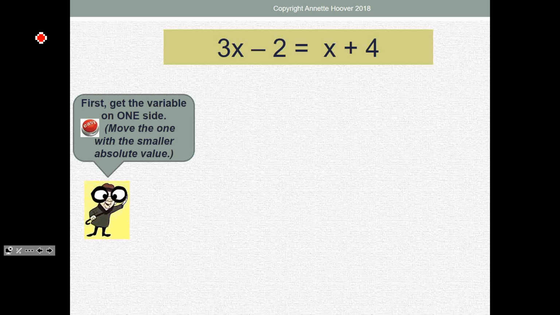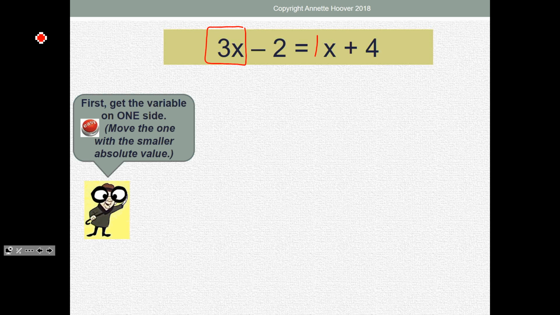Okay, another example here, we have 3x minus 2 on the left side, x plus 4 on the right side. Notice we have a variable on both sides of the equation. Here's the equal sign. This is what divides the equation into two parts. We have a variable on both sides, the same variable. It's easier and it'll eliminate a step at the end if we move the one with the smallest absolute value, and these happen to be the same.